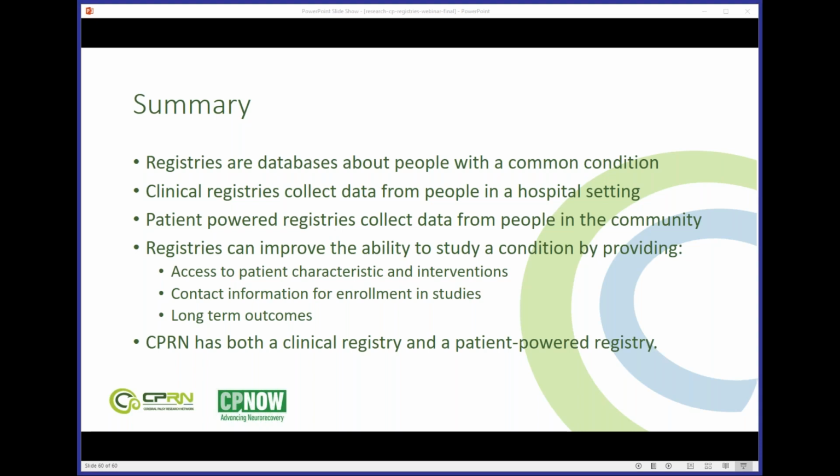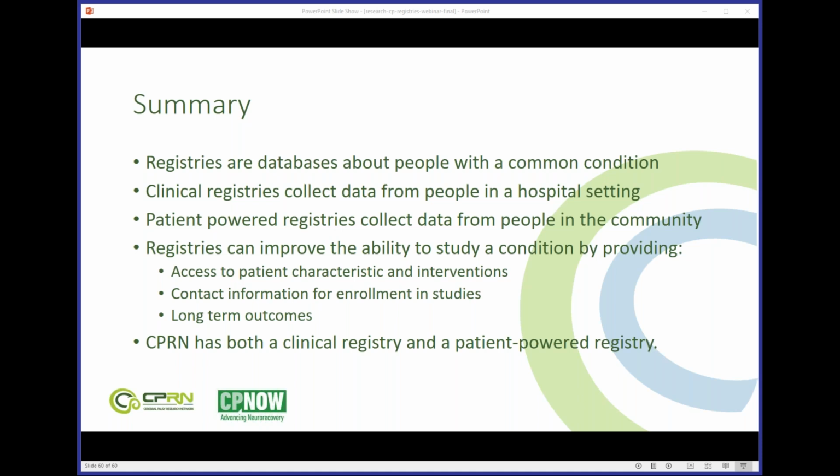The question is, is there a registry for microcephaly? Not to my knowledge. I think there are small university-specific ones, but not to my knowledge a multi-centered group. Now with Zika, that's probably going to change quickly, but not to my knowledge.